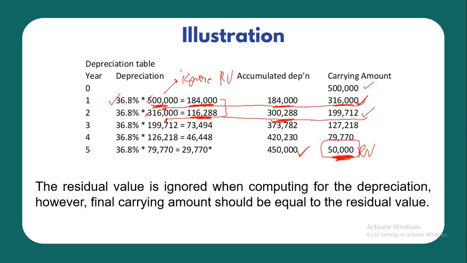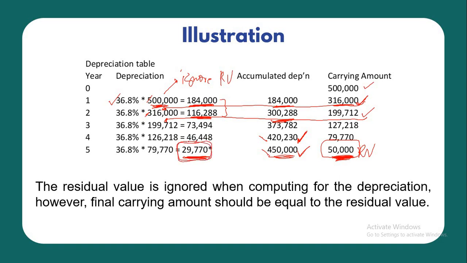Previously, in the previous year, the accumulated depreciation is 420,230. So how much additional depreciation do we need? That is the depreciation we will recognize for the last year. For the accumulated depreciation to reach 450,000, how much should we add to the previous accumulated depreciation? That would be 450,000 minus 420,230, which is 29,770.